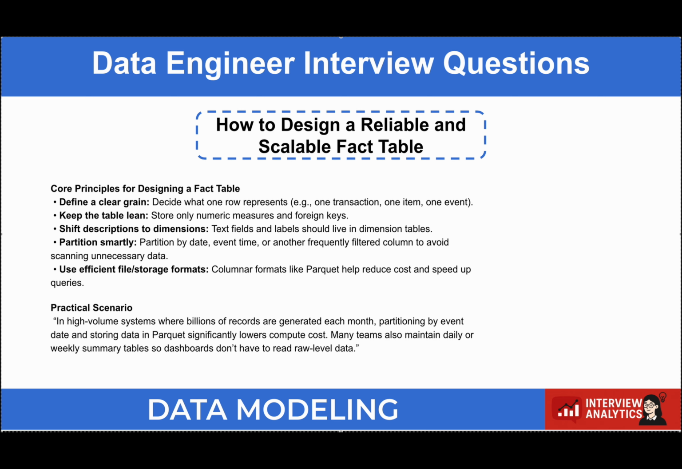Partition by date, event time, or any frequently filtered column. If the data comes via a streaming service and the data is very bulky, we can even partition it using hours. This helps reduce data scanning and lowers query cost. Next, using a columnar storage format. Formats like CSV are good for a small amount of data, when the number of rows is usually less than a million. When big data is involved, formats like Parquet reduce cost and speed up queries significantly.